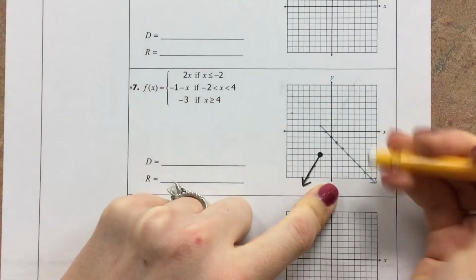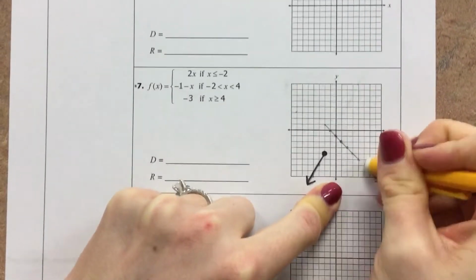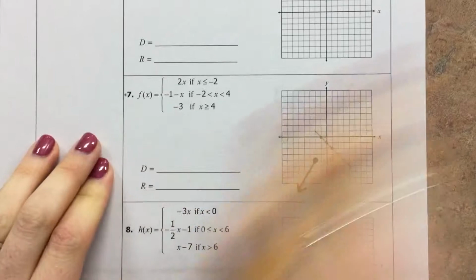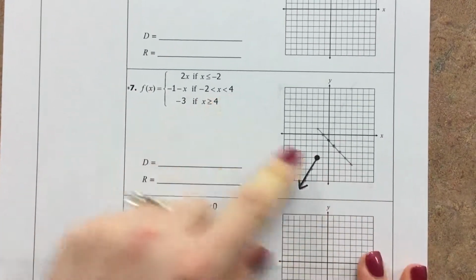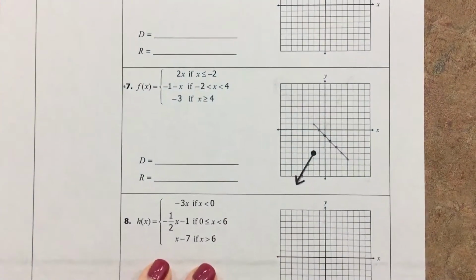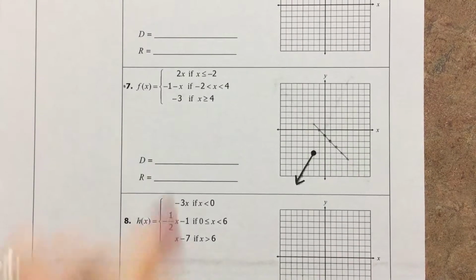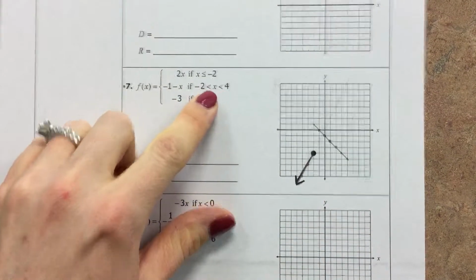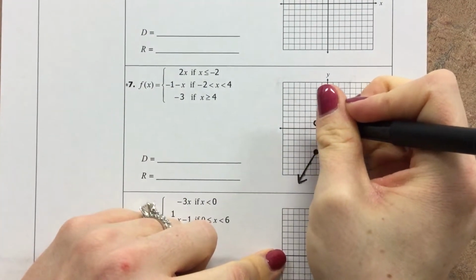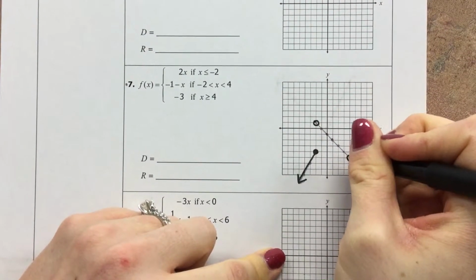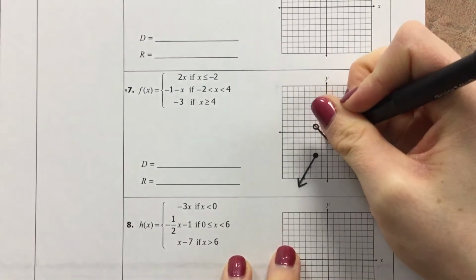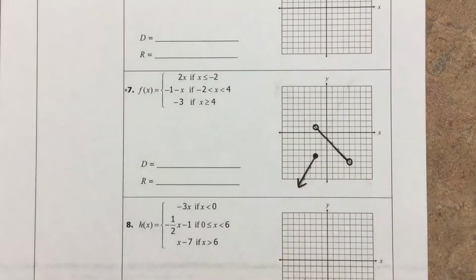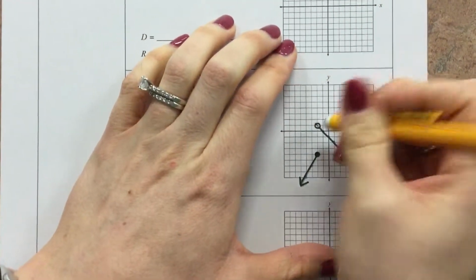So I want everything in between, which means I don't want anything after 4. So nothing before -2 and nothing after 4. I just want the part that's in between. So it ends up being this little segment. And last thing, these are both open intervals. So I put an open circle right here, an open circle right here, and then connect the dots. So we can erase that little pencil mark in there.